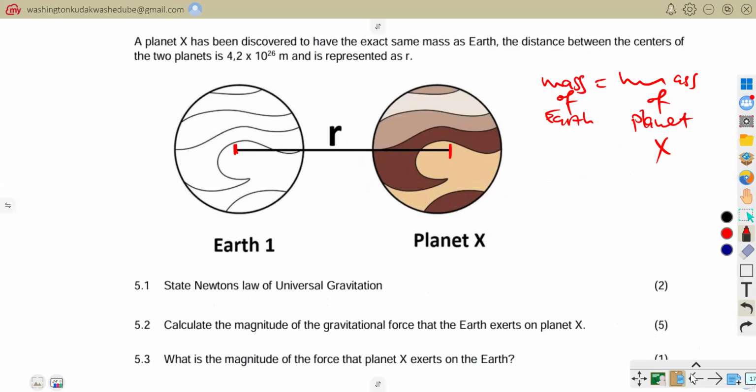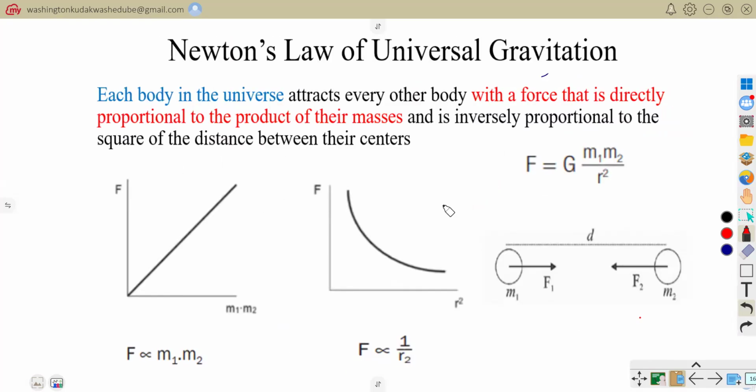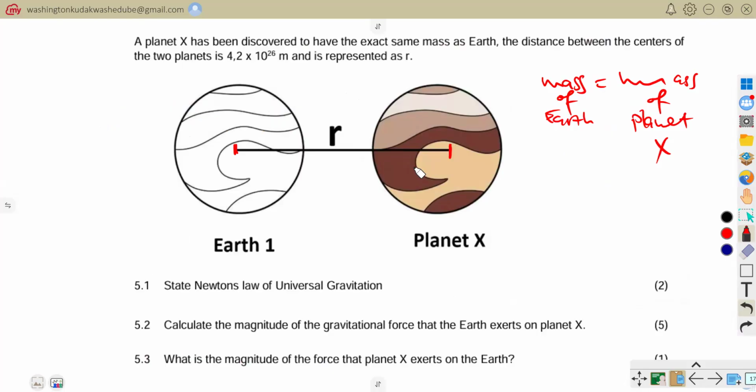So I will not waste any more time, but I will just take you back. We say that each body in the universe attracts every other body with a force that is directly proportional to the product of their masses and inversely proportional to the square of the distance between their centers. That is what Newton's law of universal gravitation foretells us. So if they say state Newton's law of universal gravitation, that is what you simply state.